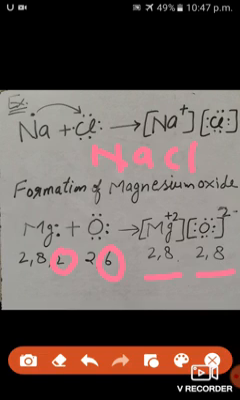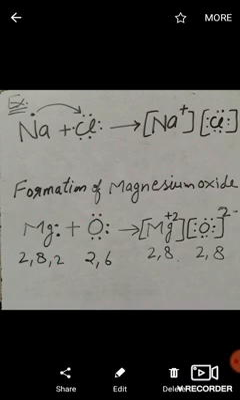So magnesium gives its 2 electrons to oxygen. Magnesium is converted into a 2 positive ion, a cation, and oxygen is converted into a 2 negative ion, an anion. So magnesium oxide is formed. Okay guys, that is an ionic bond.